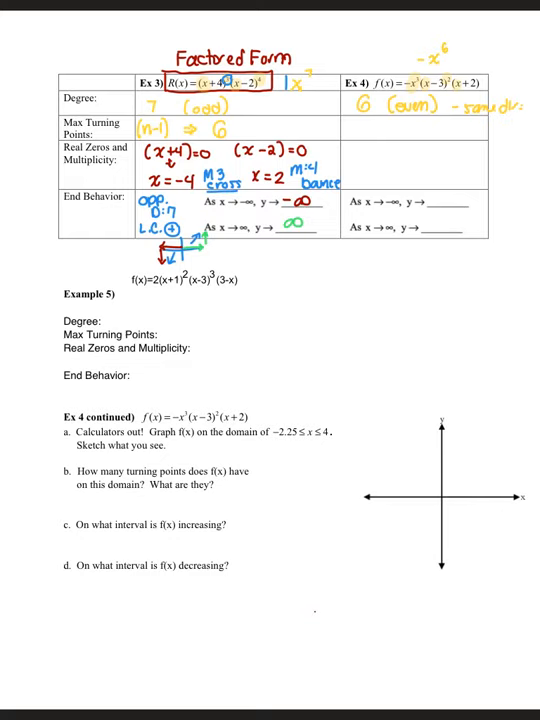Okay, the maximum number of turning points, again, is always one less than the degree. So in this case, the most that this graph can turn is 5 times. Zeros.